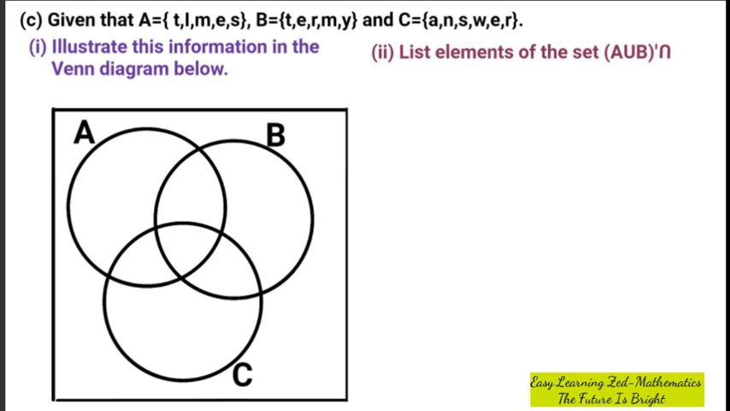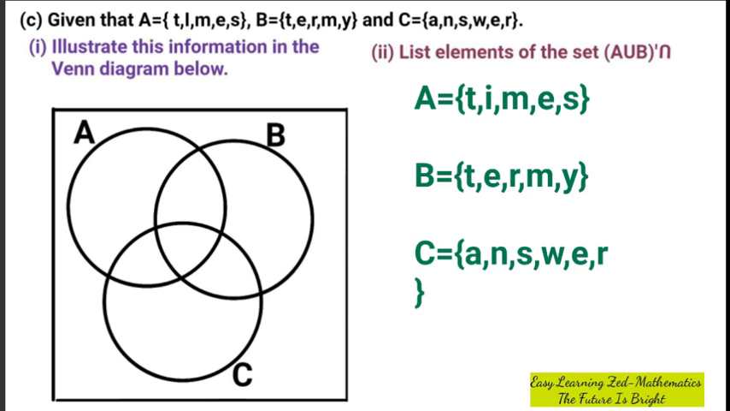Okay, the first question, which is C1, is asking us to illustrate this information in the Venn diagram below. As you can see, that is the Venn diagram, which has got set A, set B, and set C in it. So we want to demonstrate that information in this Venn diagram. So what we're going to do is rewrite these sets here.